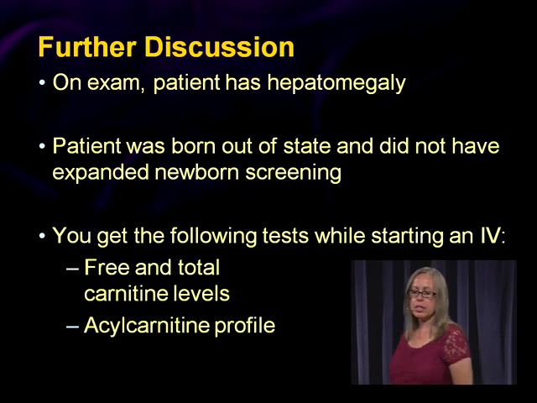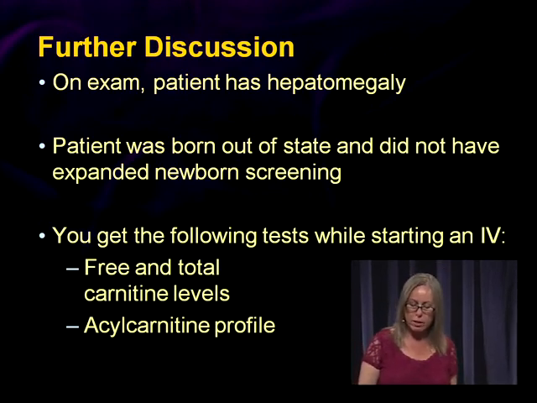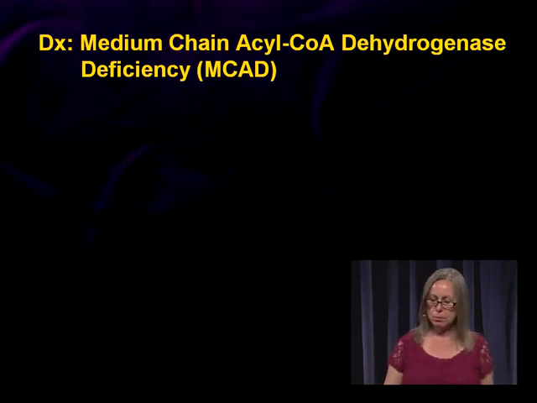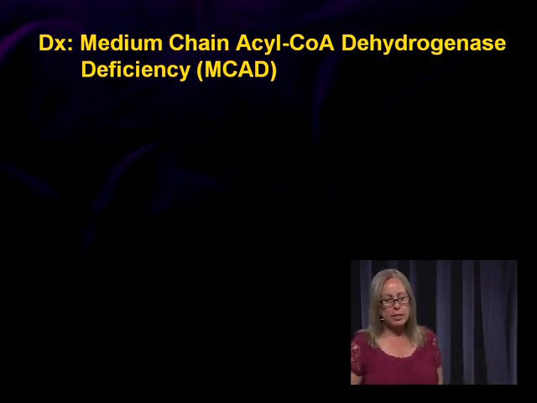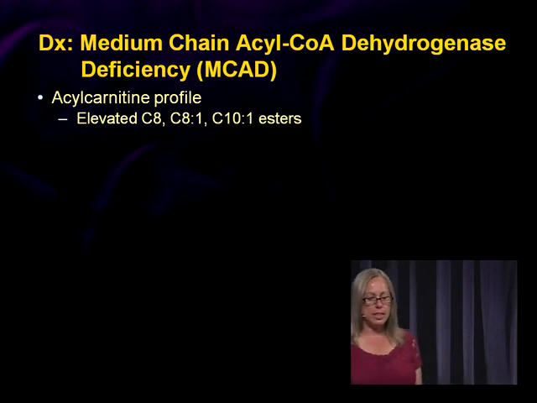You get the following tests while you're starting an IV: a free and total carnitine level and an acylcarnitine profile, which will come back 2 weeks from now, which won't help you right now with your initial management. The final diagnosis is MCAD, or medium-chain acyl-CoA dehydrogenase deficiency. The acylcarnitine profile showed elevated C8 and the C8-1 and C10-1 esters.